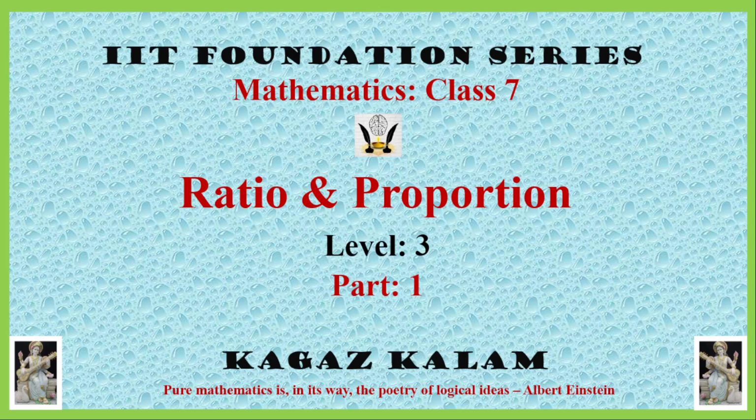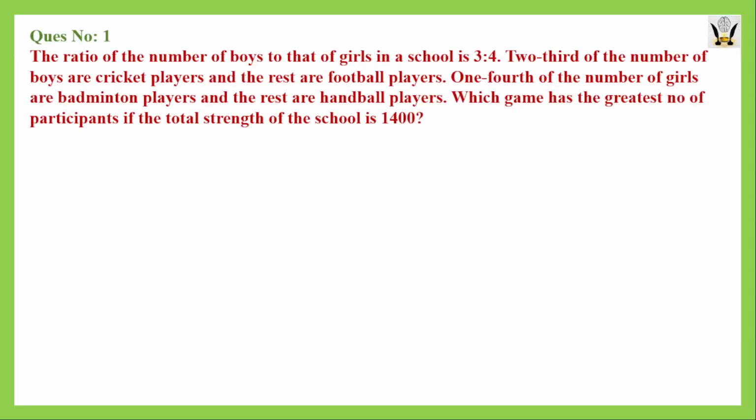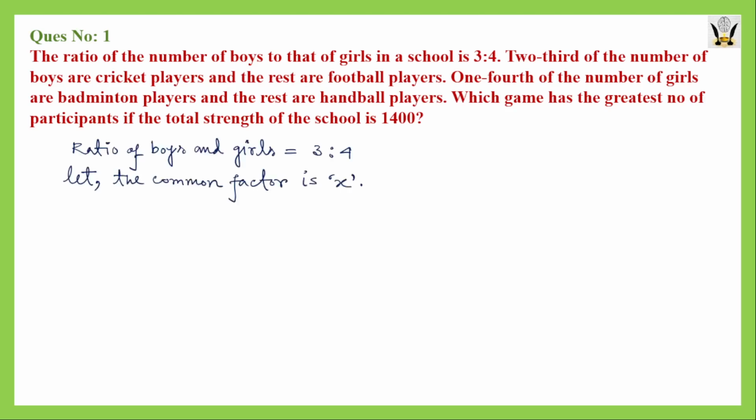In today's class, we will be solving a few numericals based on ratio and proportion which are of level 3. So let's get started. The first problem sum says that the ratio of the number of boys to the number of girls in a school is 3 by 4, and 2/3 of the number of boys are cricket players and the rest are football players. So the ratio of boys and girls in that school is 3:4.